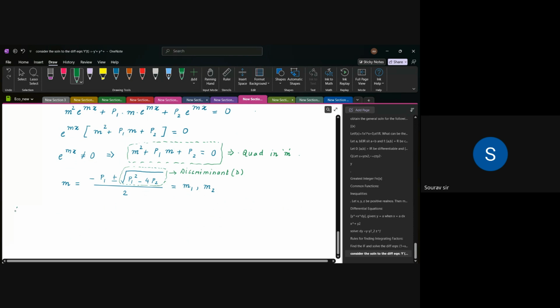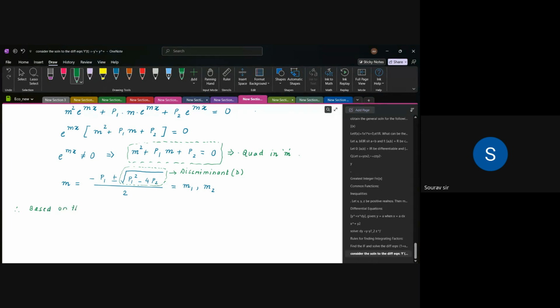So based on the value of D, there are three possible cases. Number one, if your D is positive, then the roots are real and unequal.